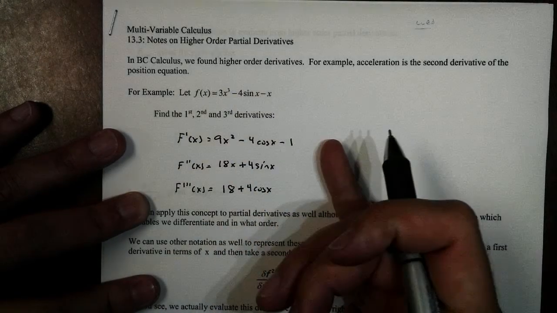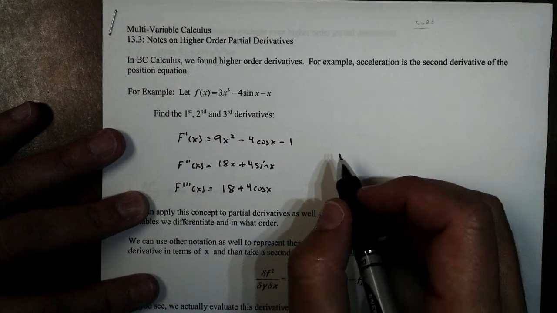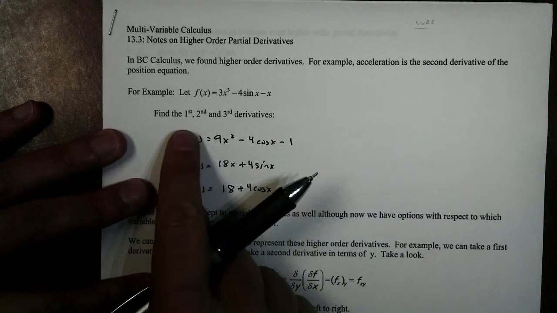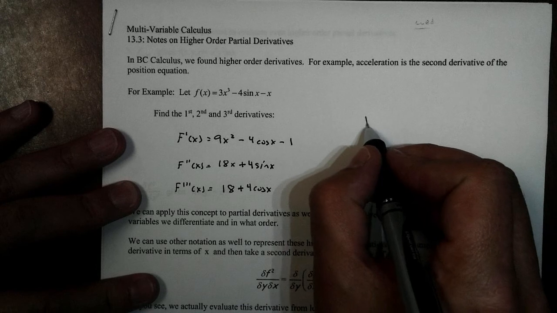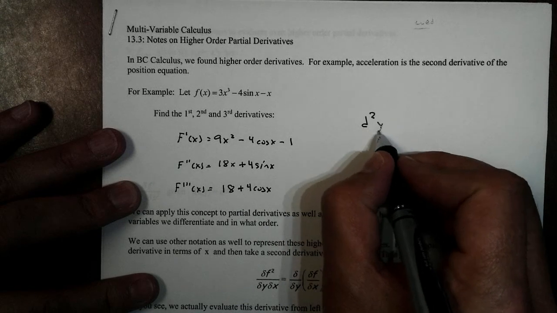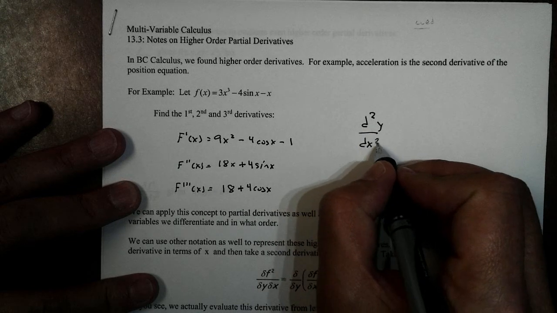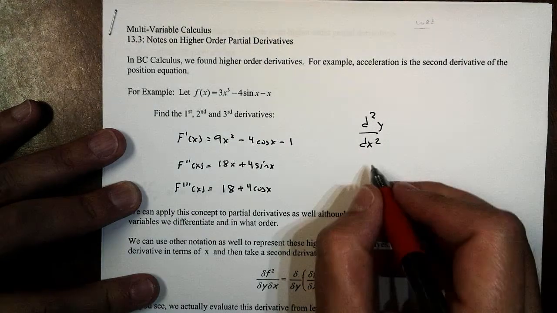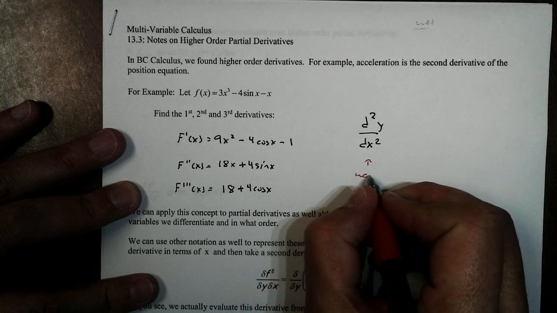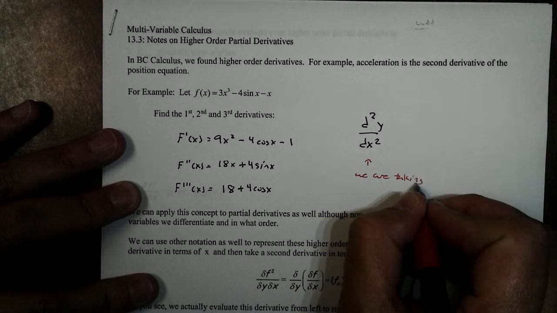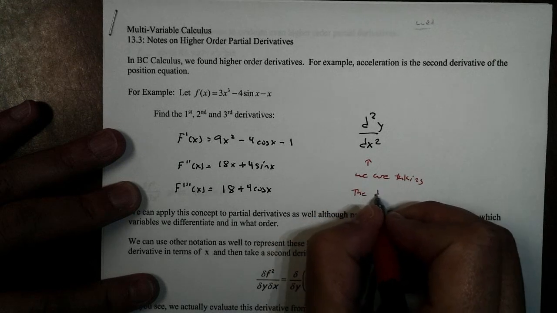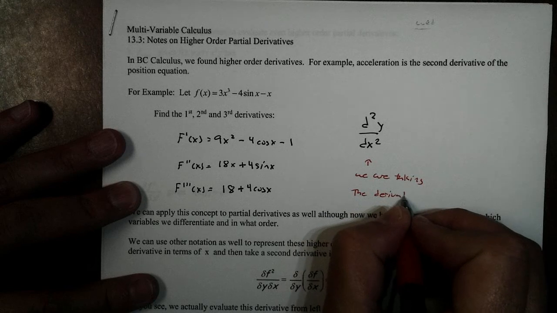So we are taking multiple derivatives, and of course we have different notations. This is what I like to call the Newtonian. Leibniz preferred this notation, d2y over dx2, and remember what this is saying is that we are taking the derivative with respect to x twice.